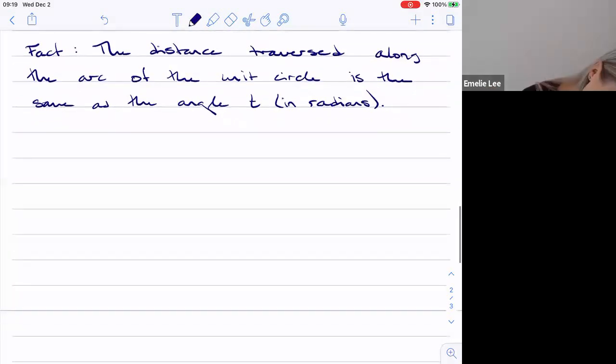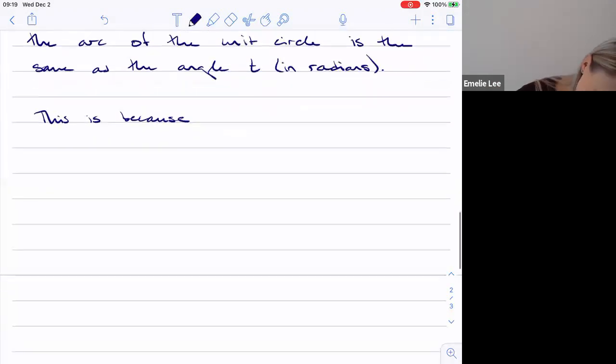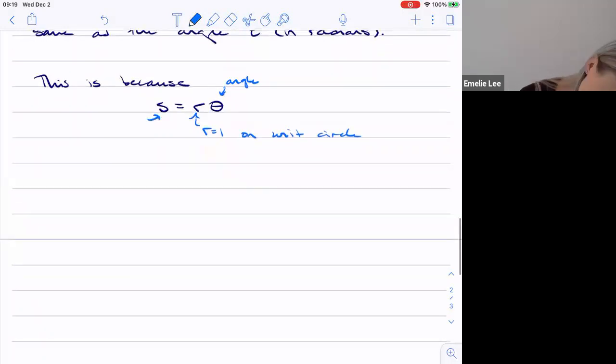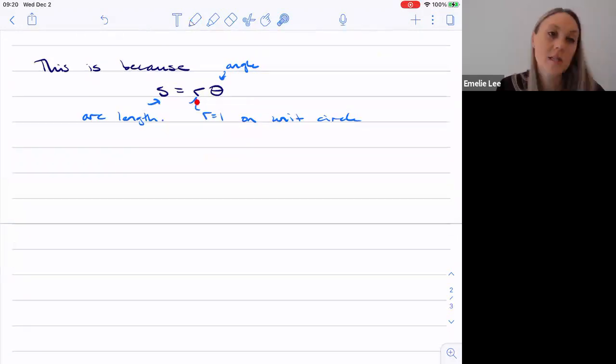All right, so this is because S is r theta, right? So where theta is the angle, like I said, r is 1 on the unit circle. And S is the length of the arc, or the arc length. So because the radius is 1 on the unit circle, well, then the arc length is equal to the angle.